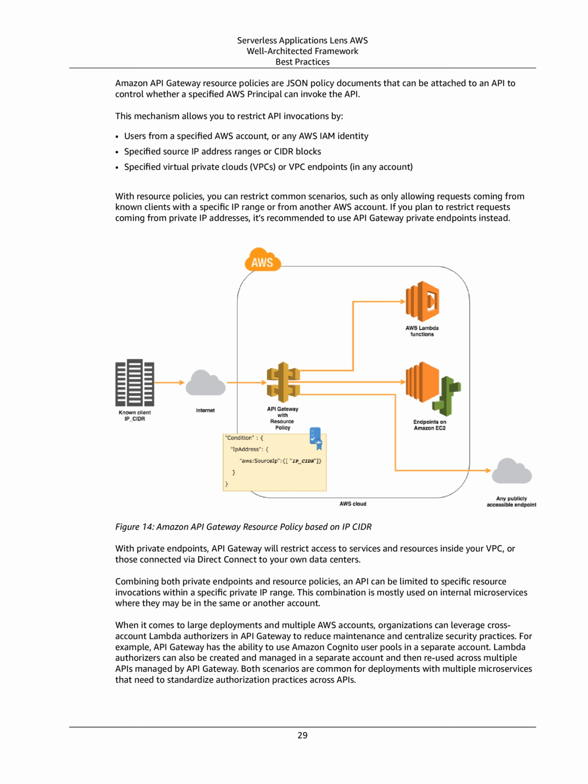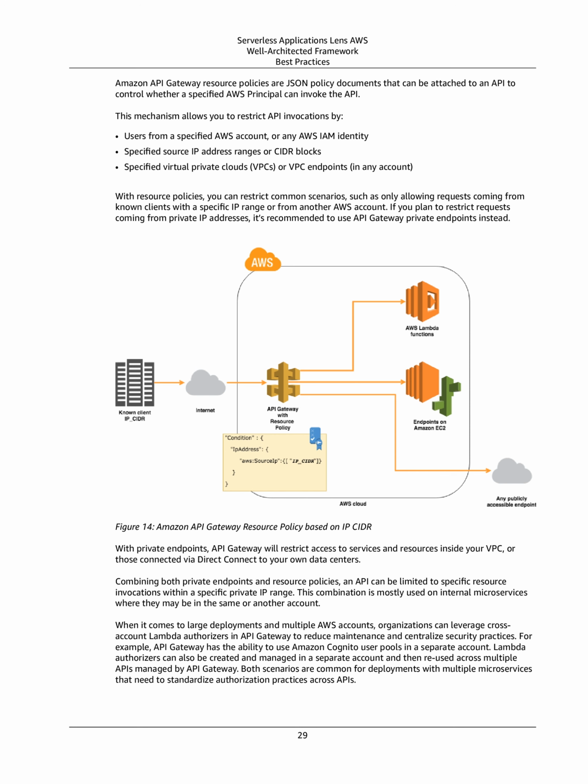With private endpoints, API Gateway will restrict access to services and resources inside your VPC, or those connected via Direct Connect to your own data centers. Combining both private endpoints and resource policies, an API can be limited to specific resource invocations within a specific private IP range. This combination is mostly used on internal microservices where they may be in the same or another account.